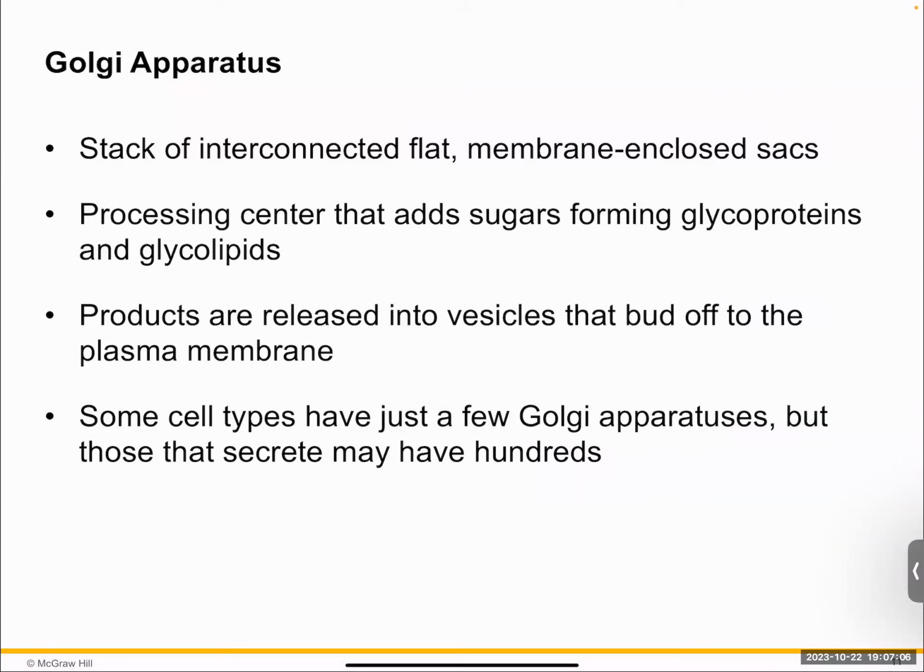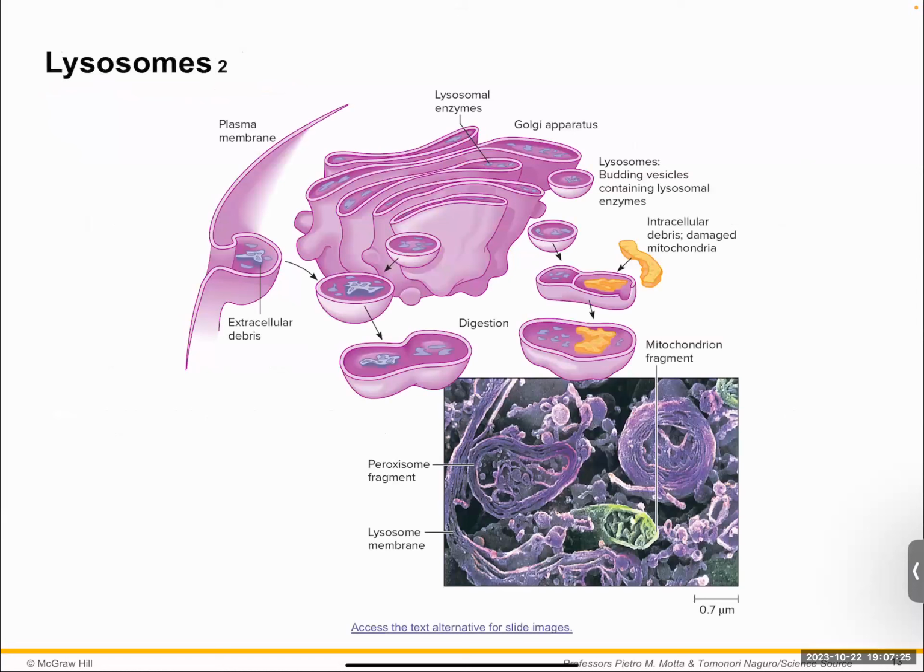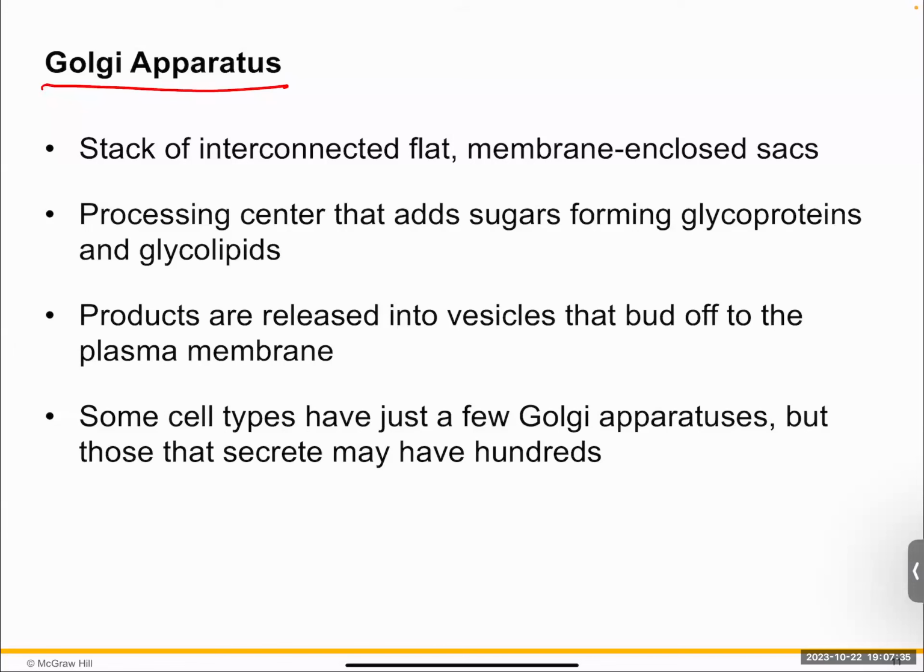Now, we have made proteins, we have made lipids. Now they need to undergo their final processing. And that processing happens in an organelle called the Golgi apparatus. The Golgi apparatus is literally a stack of interconnected membrane-enclosed sacs, which is this structure. So this is your Golgi apparatus. Again, it's a bunch of membranes. That's the easiest way to say it.